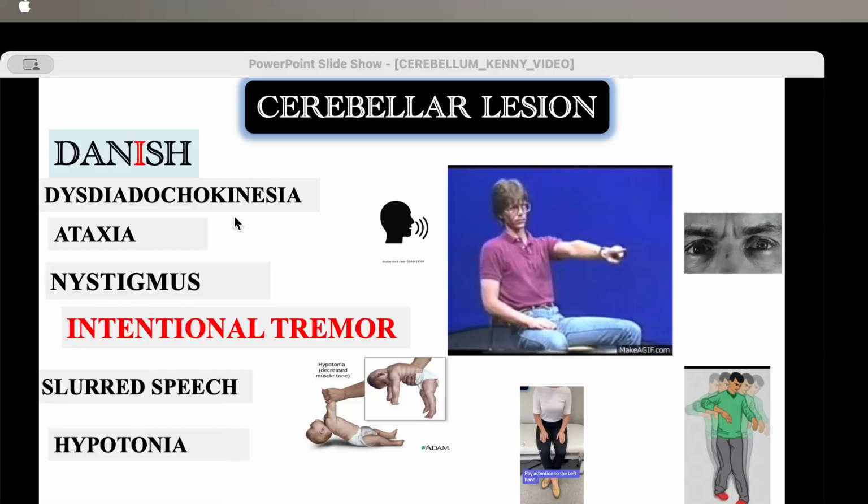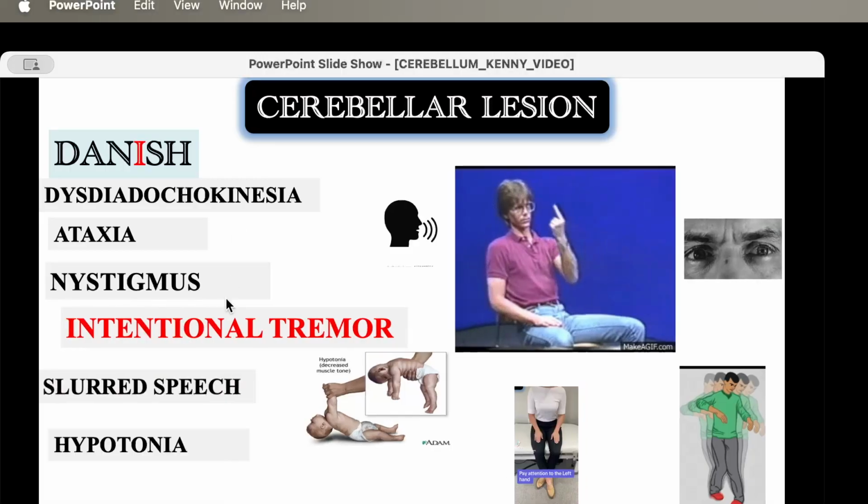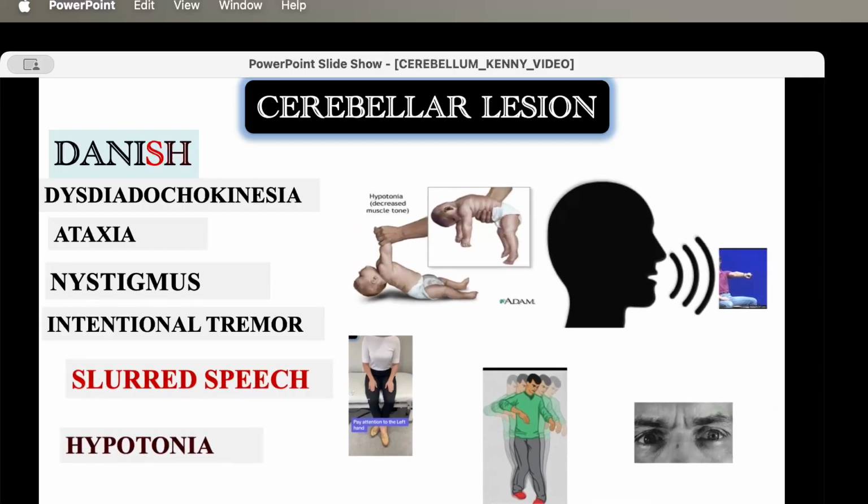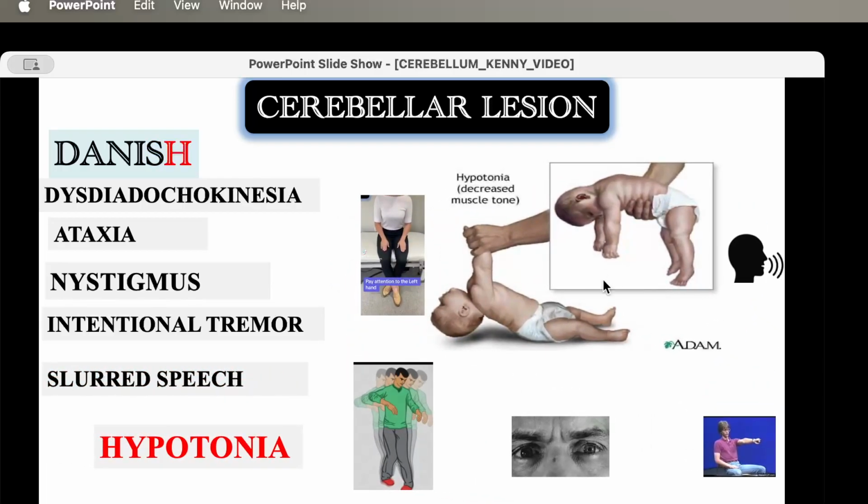And then we have slurred speech, as we have seen, and I think now you can explain the slurred speech in people who use alcohol. So why do they have slurred speech? And lastly, we have hypotonia, because the cerebellum also helps to maintain tonicity, the so-called muscle tone of the muscle.